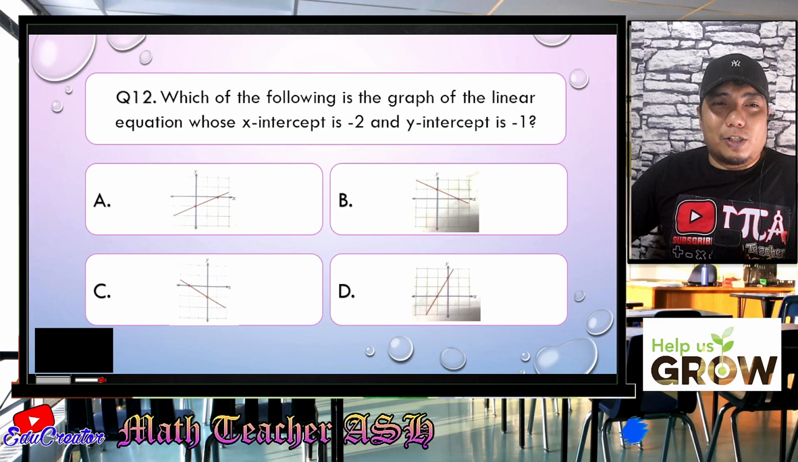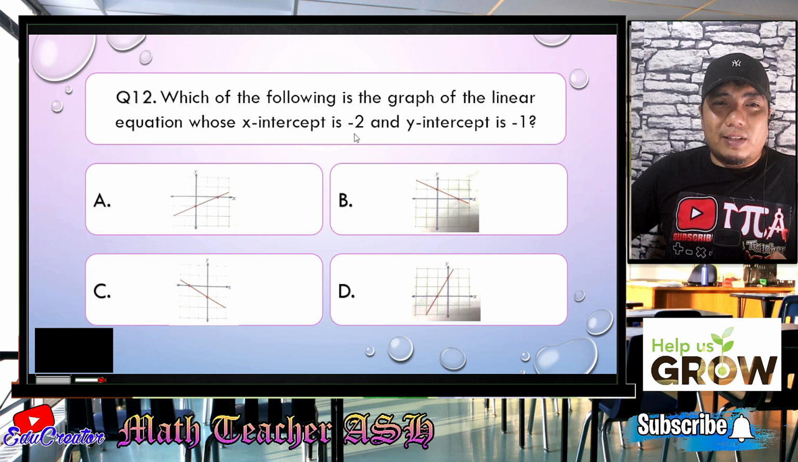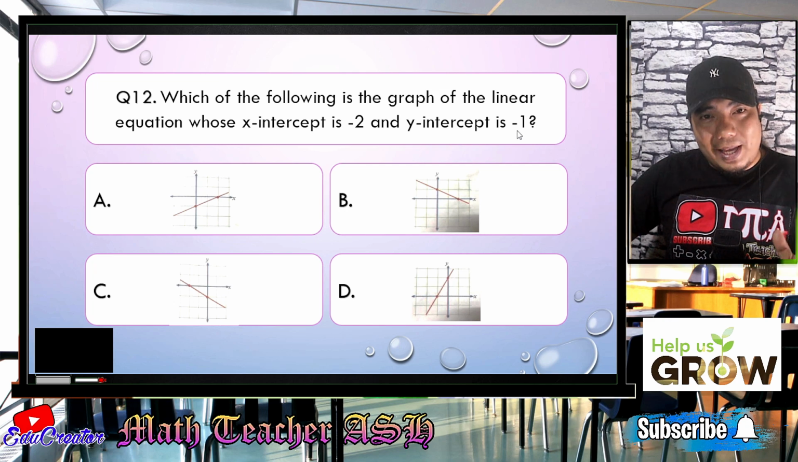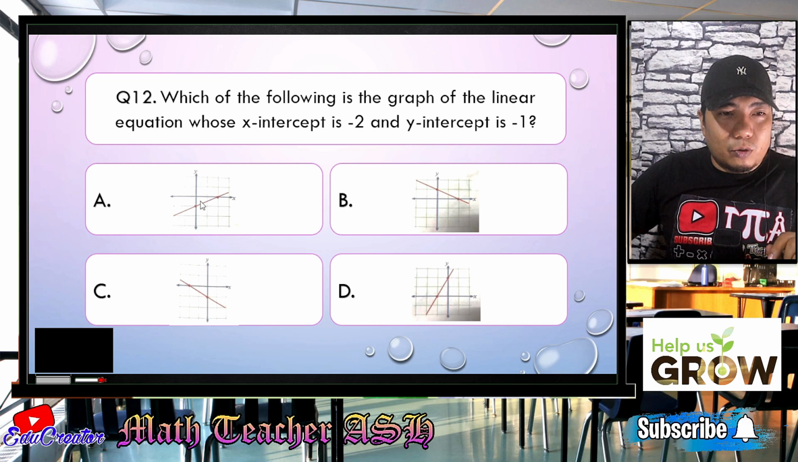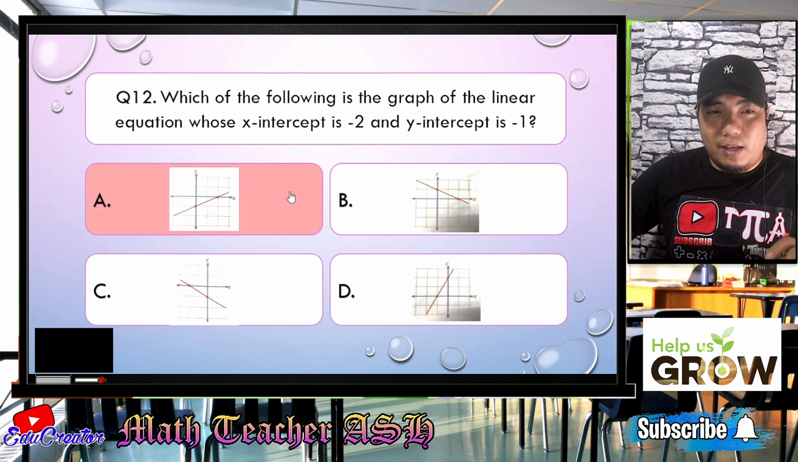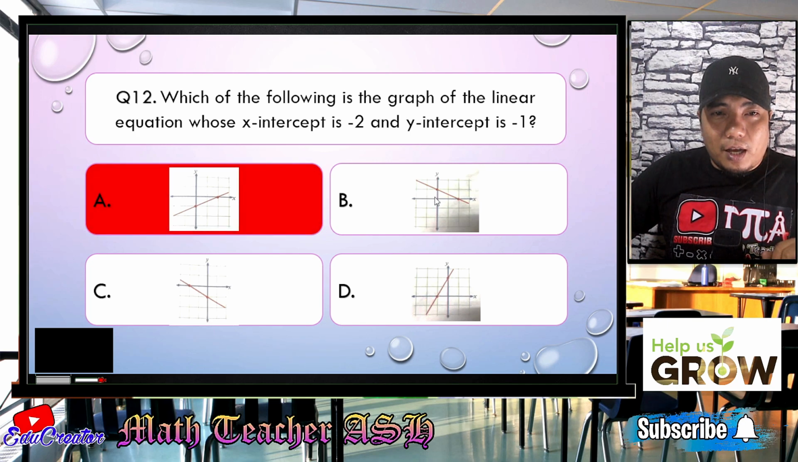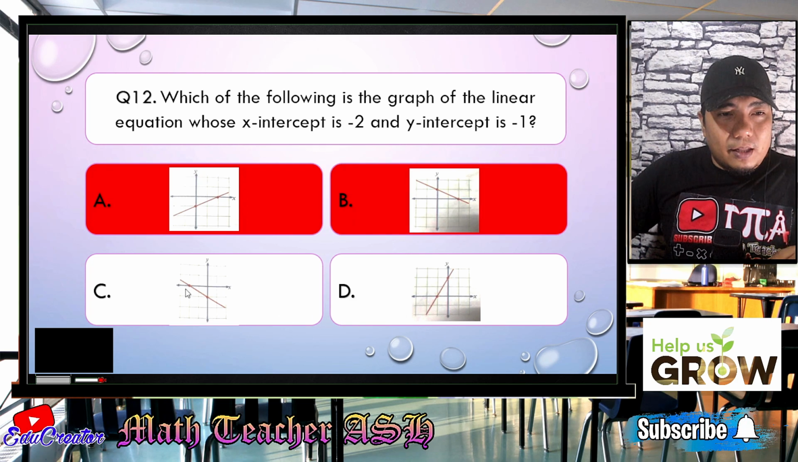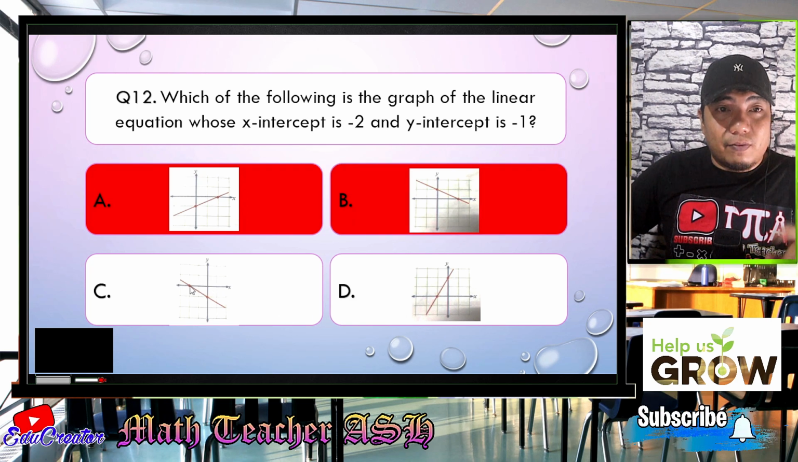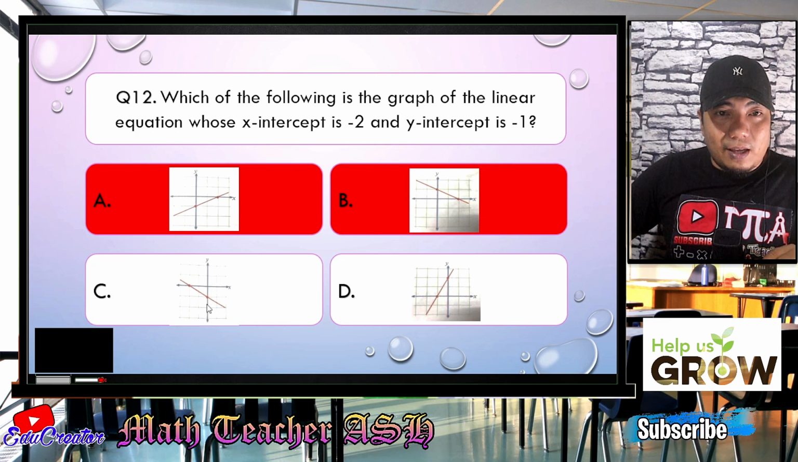Alright, math learners. What we need to do here is see whether the point -2 on the x-axis and the point -1 on the y-axis are hit by the graph. We have here positive 2 for x. This is wrong. How about here? Positive 1 for y. This is the y-axis. It is positive 1. That is also wrong. How about this one? The x here is -2. That's correct. The y is -1. That's correct.